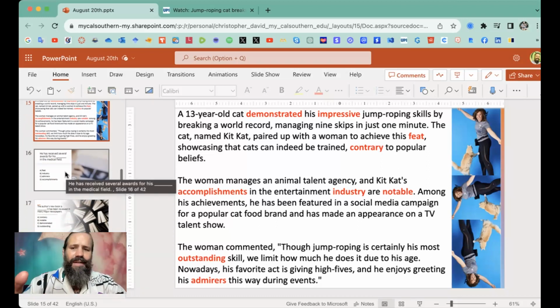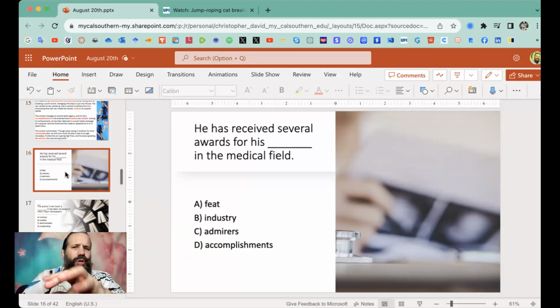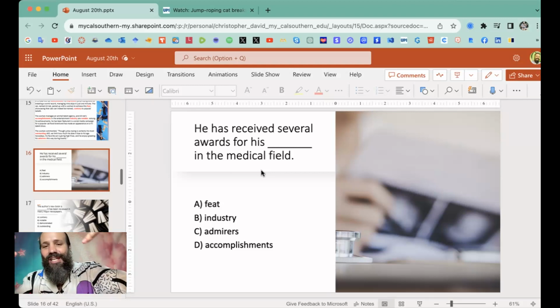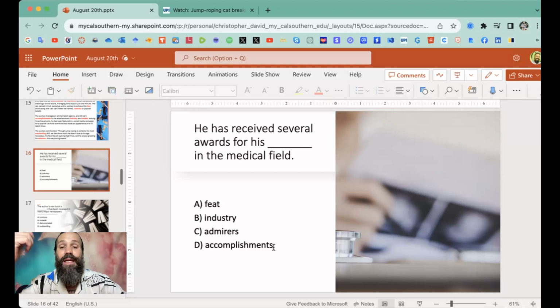Again, there are more activities that I'm not going to do here. We'll just do a couple to cement in a few of these words. He has received several awards for his blank in the medical field. Now, technically, you could say feat, right? But since there are several awards, we're going to assume that there are multiple things that the awards are dedicated to. So I'm going to use accomplishments. Definitely makes more sense. The best answer would be: he has received several awards for his accomplishments in the medical field. Again, this has nothing to do with the story on the cat.